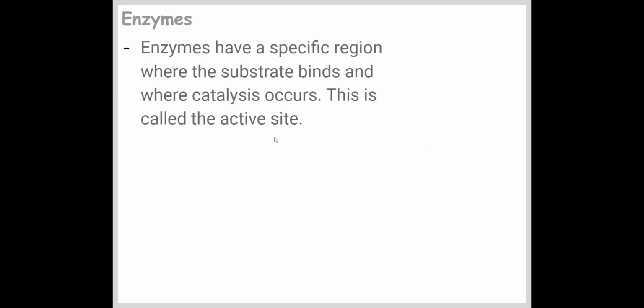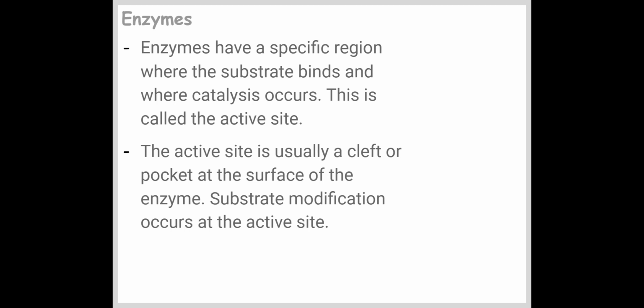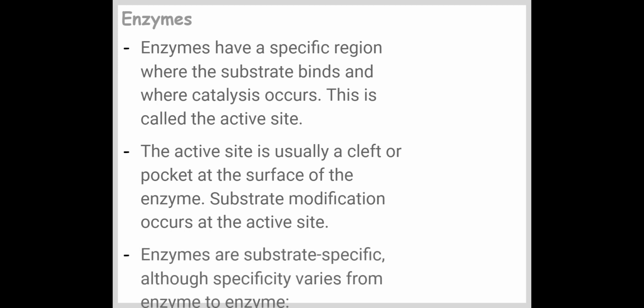Okay, so here's just to recap. Enzymes have a specific region where the substrate binds to. Active site is usually a cleft or a pocket. And enzymes are substrate specific, although specificity varies from enzyme to enzyme.